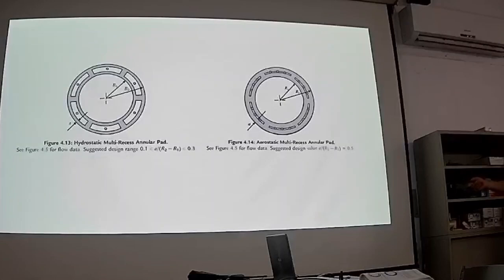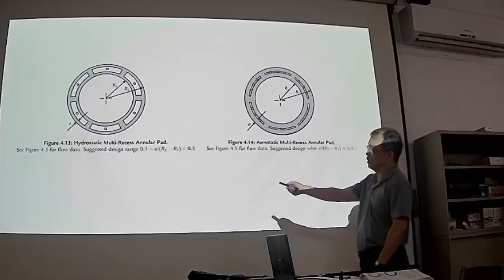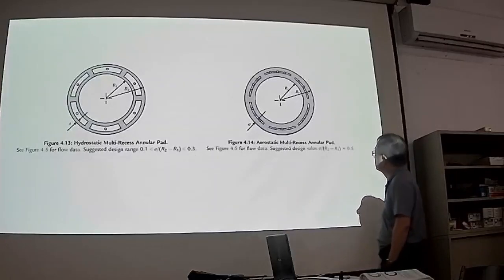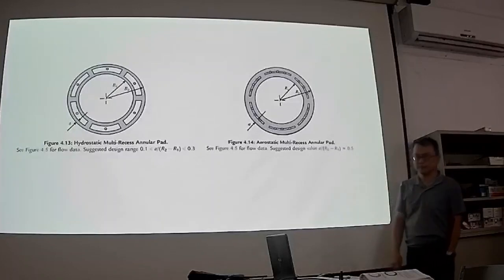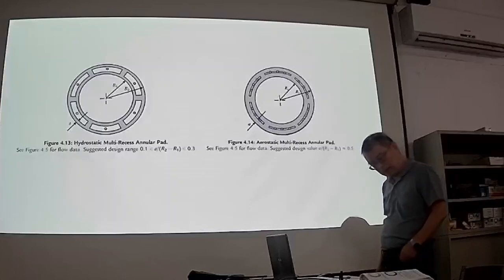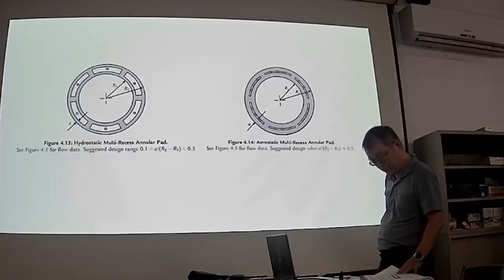So here we have some suggestions for the design range. This one is for the multi-recess annular circular bearing pad. The land width ratio lies between 0.1 and 0.3. Here the ratio is equal to 0.5. These are some suggestions for you if you want to design a bearing like this.